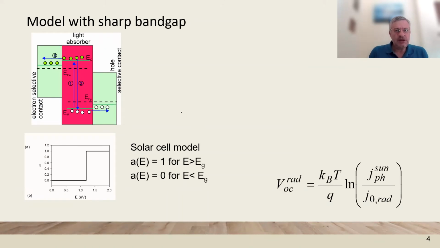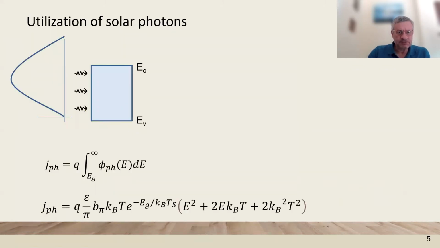So we start with the simple ideal model in which the Fermi levels are flat and we have light generation, recombination, and extraction. And we use a model for a semiconductor that is a step of the bandgap from 0 to 1 in the absorptivity. Here we could already calculate the radiative VOC, and now we want to calculate the photocurrent that is coming from this type of solar cell.